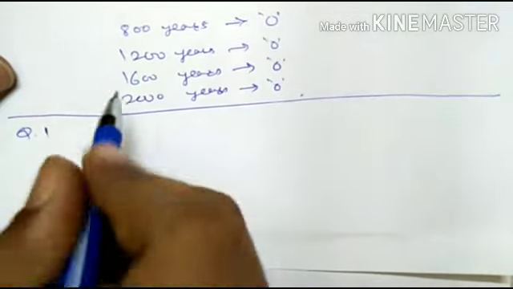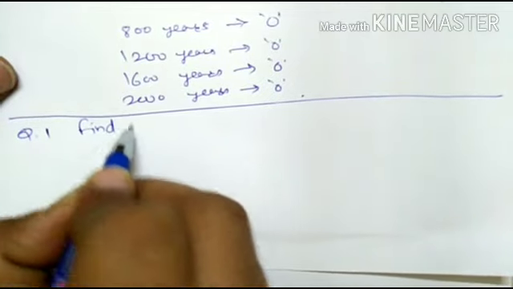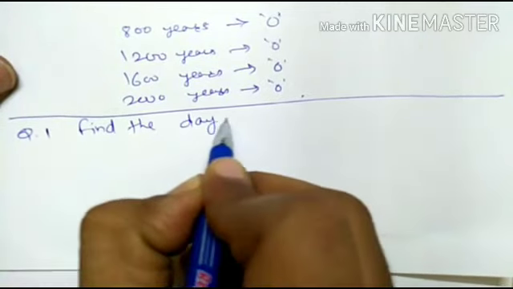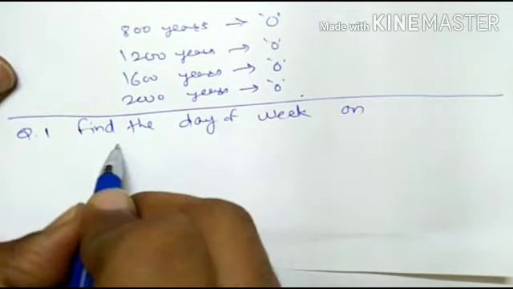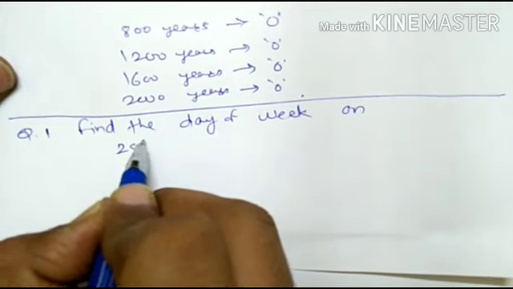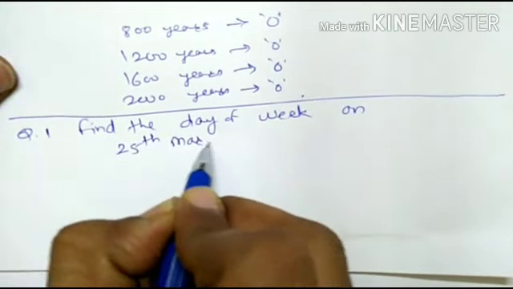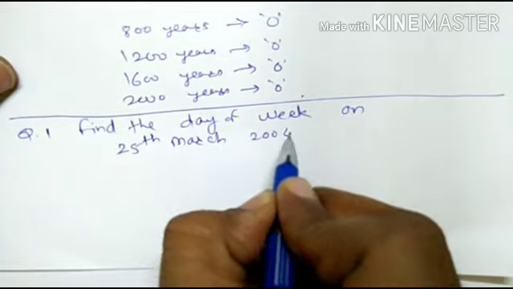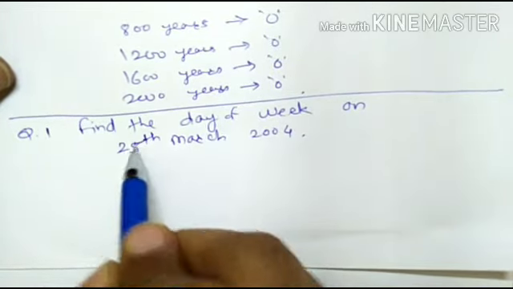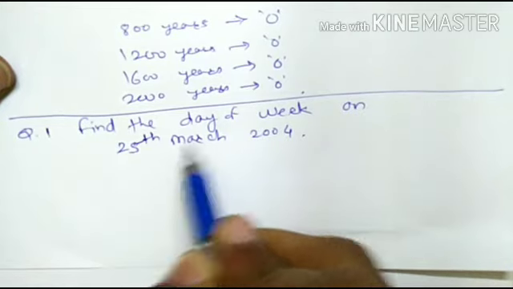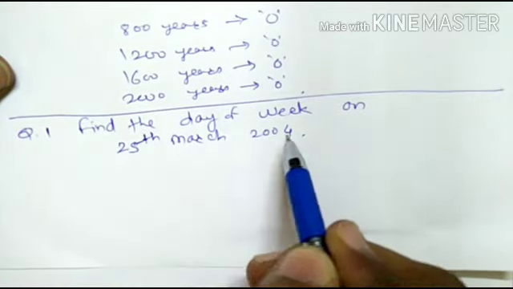Question 1. Find the day of the week on, suppose, 25th March 2004. Without a calendar, we will find out the day of the week on 25th March 2004. How to find it out?